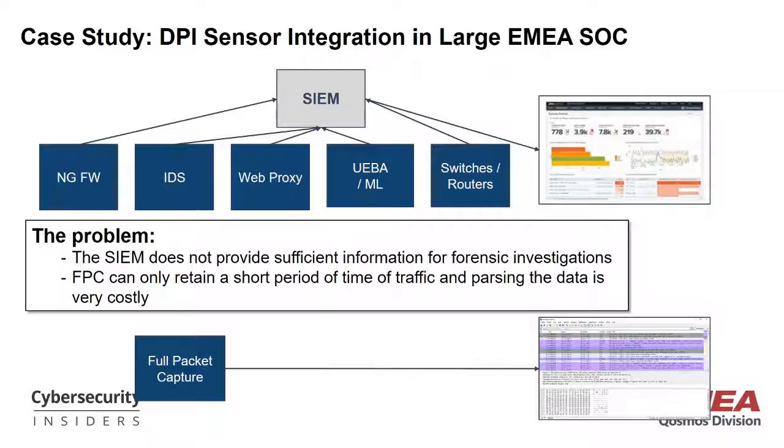Yes, thank you, Eric. So yes, indeed, in this use case, there was already a SIM in place fed by various network equipment like firewall, proxy, IDS, and logs from switches and routers. Also, a full packet capture solution was in place, but on one hand, the SIM does not provide sufficient information for forensic investigation, and the full packet capture can only retain a short period of time of traffic. And extracting selective data from this equipment is a long and complex operation, mainly due to the poor indexation of this very large data.